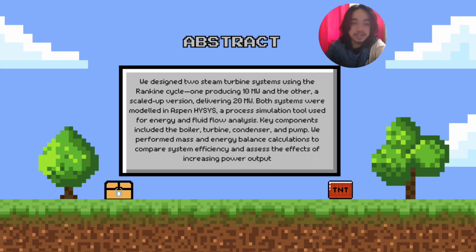For the abstract, we designed two steam turbines using the Rankine cycle, one producing 10 megawatt and the other a scale-up version delivering 20 megawatt. Both systems were modeled in Aspen Hysys, a process simulation tool used for energy and fluid flow analysis. The key components included the boiler, turbine, condenser, and pump. We performed a mass and energy balance calculation to compare system efficiency and assess the effects of increasing power output.